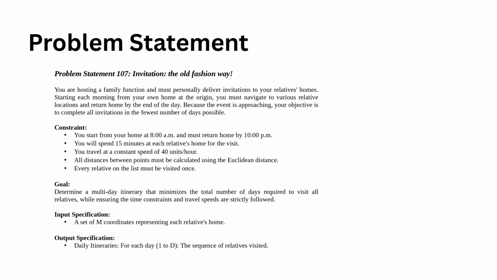You start from your home at 8 a.m. and must return home by 6 p.m. Basically, this means I have a 14-hour window. You will spend 15 minutes at each relative's home for a visit. You travel at a constant speed of 40 units per hour. All distances between the points must be calculated using the Euclidean distance. Each relative on the list must be visited once.